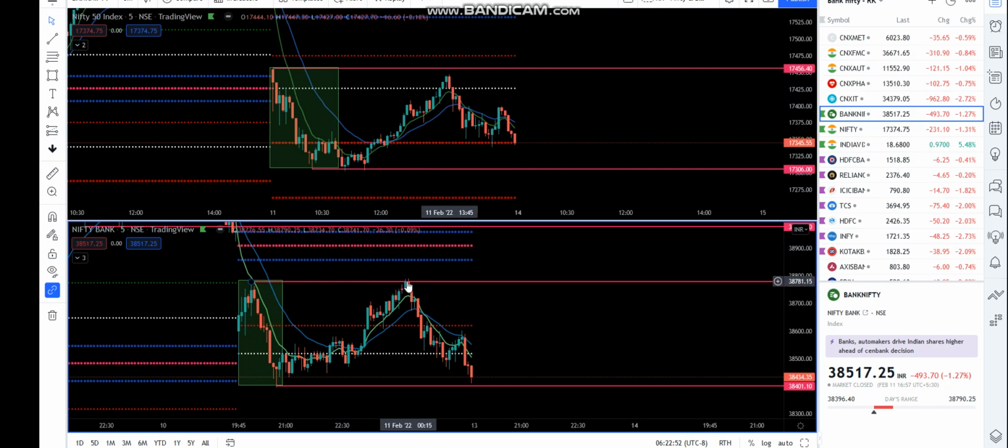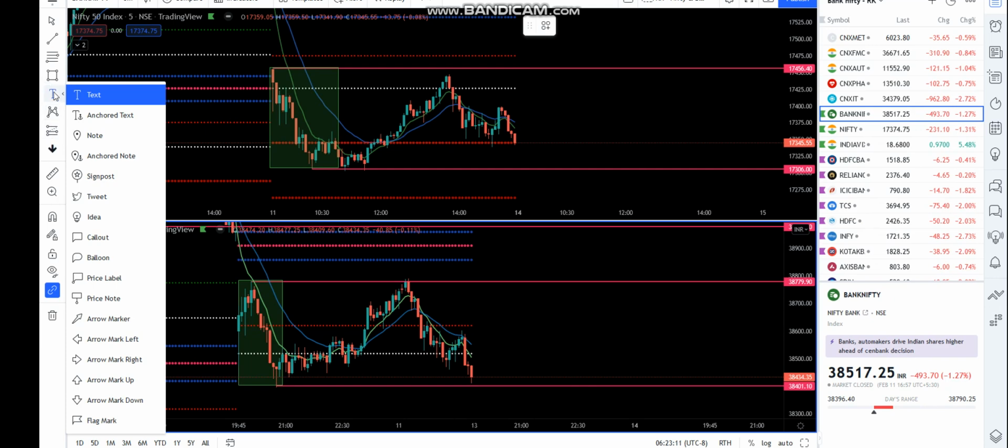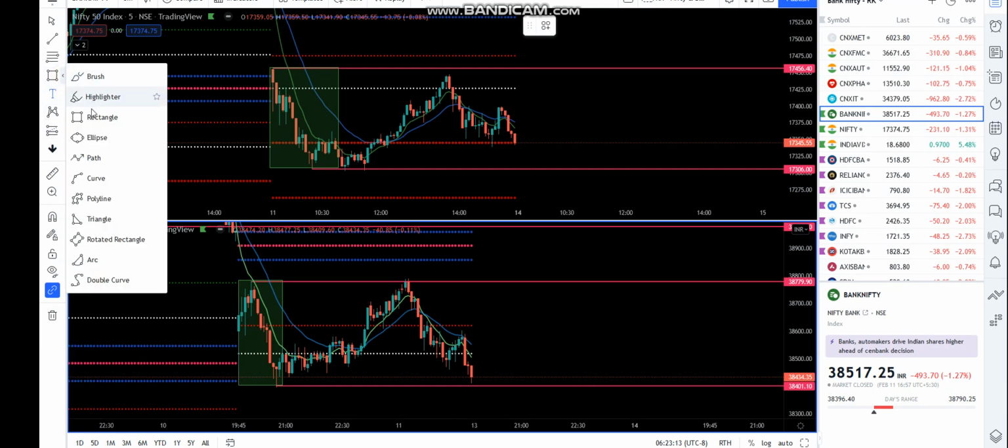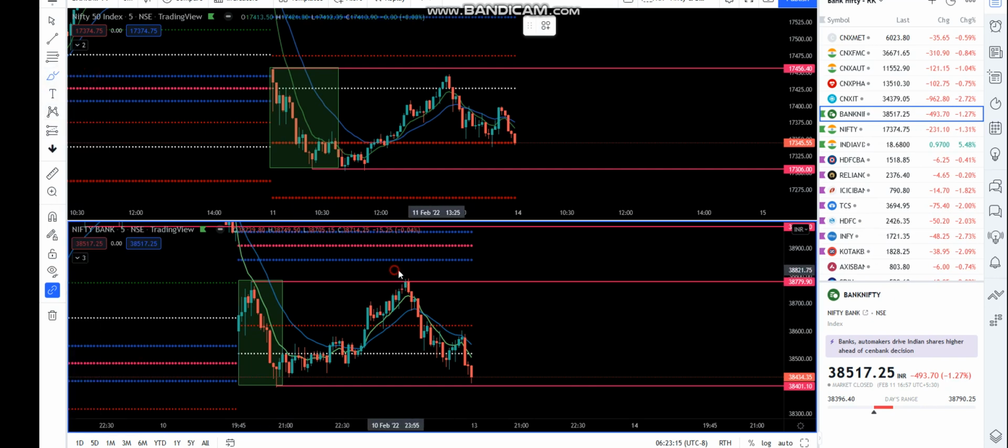You can keep the target as 2R. 2R means risk reward ratio, like 1 percent risk and 2 percent reward. You can keep the stop loss here, or here, based on your preference.